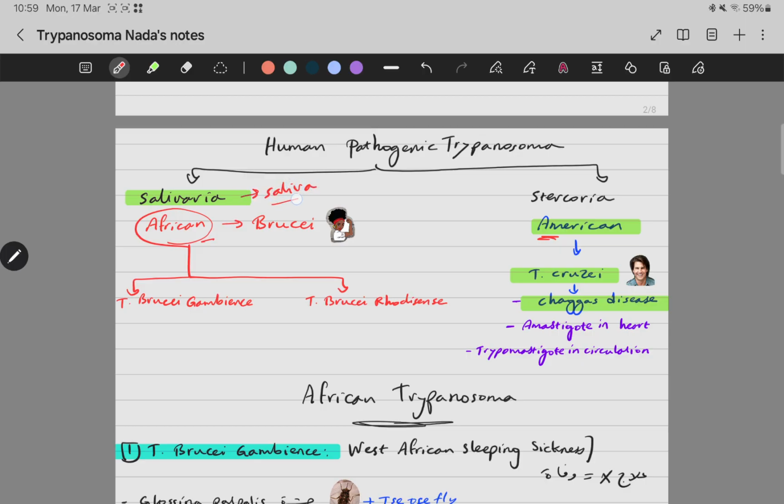So saliva means that when the insect bites a person, it passes its saliva, and this is how the trypomastigote, the infective form, comes to a person. So it comes from the saliva indeed. And Stercoria is similar: yes, the insect bites a person, but here the infective form comes from the feces of the organism. So Stercoria is the American Trypanosoma, and Salivaria is the African one.